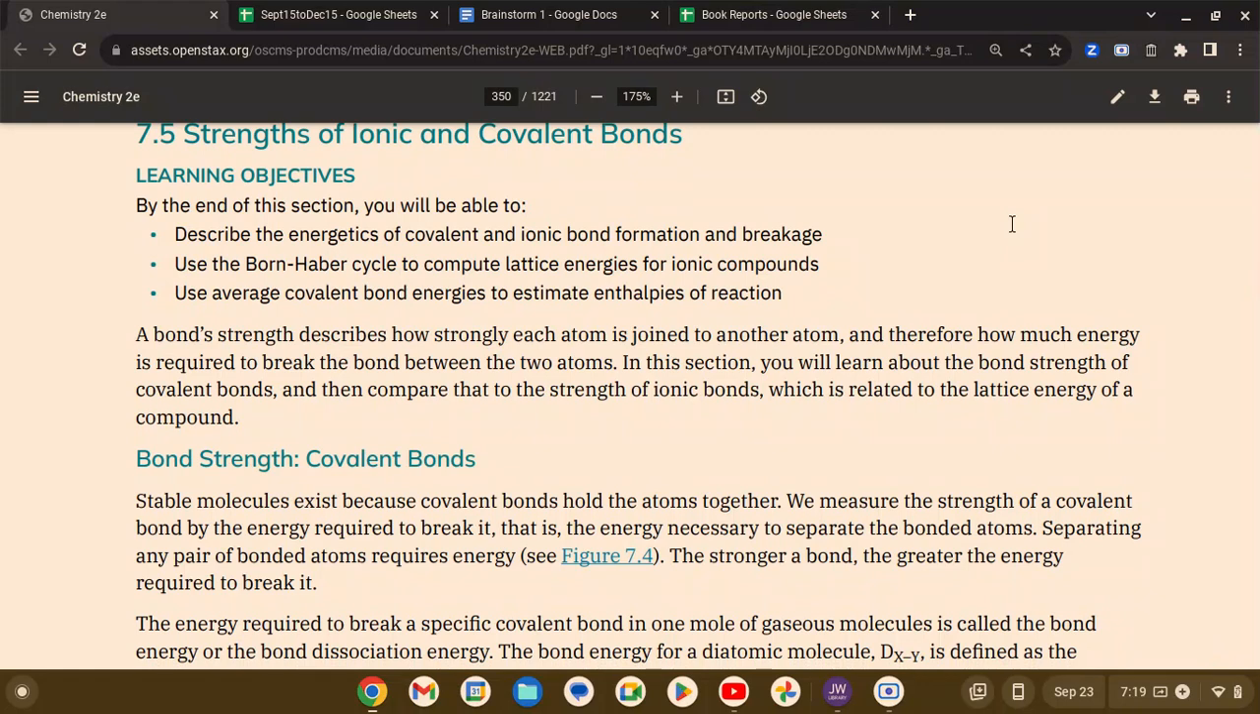Oh my gosh, I'm sorry. I don't know why I'm having such a hard time pronouncing simple words.